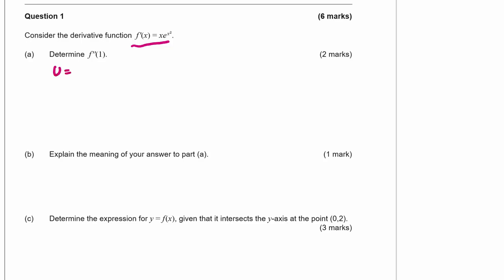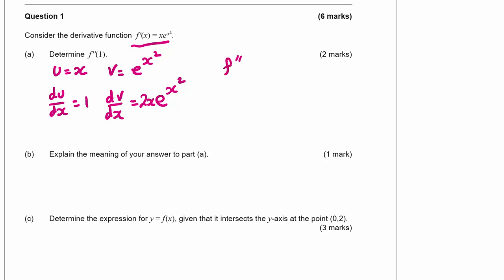So if we say that u is equal to x and v is equal to e^(x²), then du/dx is equal to 1 and dv/dx is going to be, use the chain rule, it will be e^(x²), but we need to multiply that by the derivative of the inside function, so that's going to be 2x e^(x²).